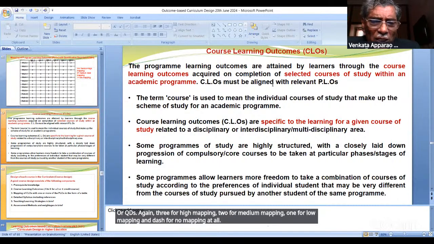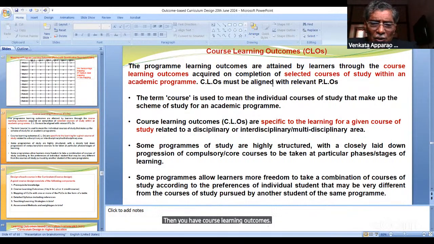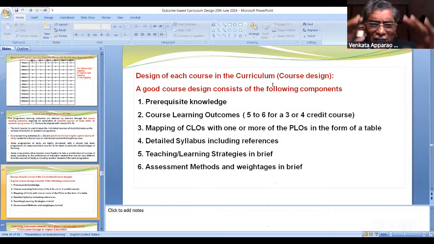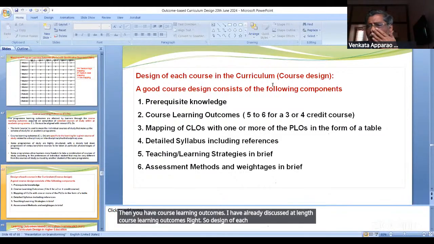Then you have course learning outcomes. I have already discussed course learning outcomes at length, right? So the design of each course, this is important, which we call course design.